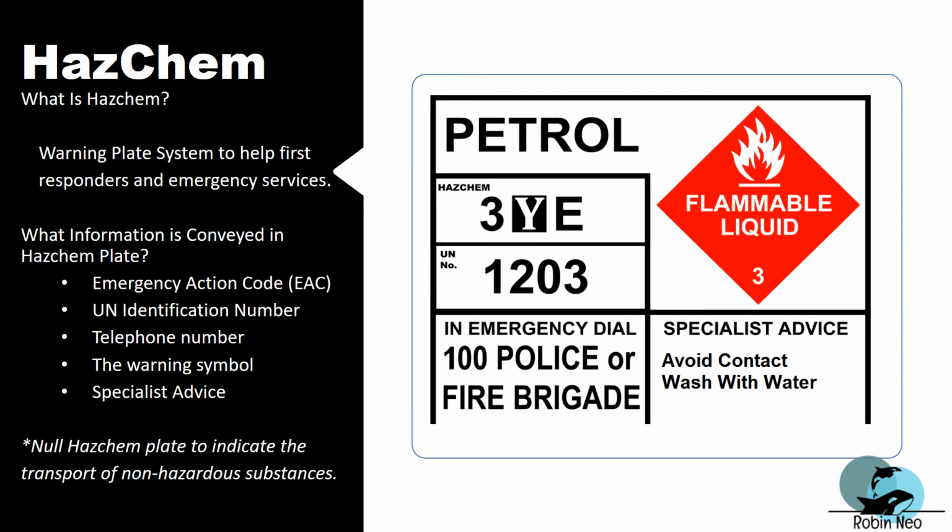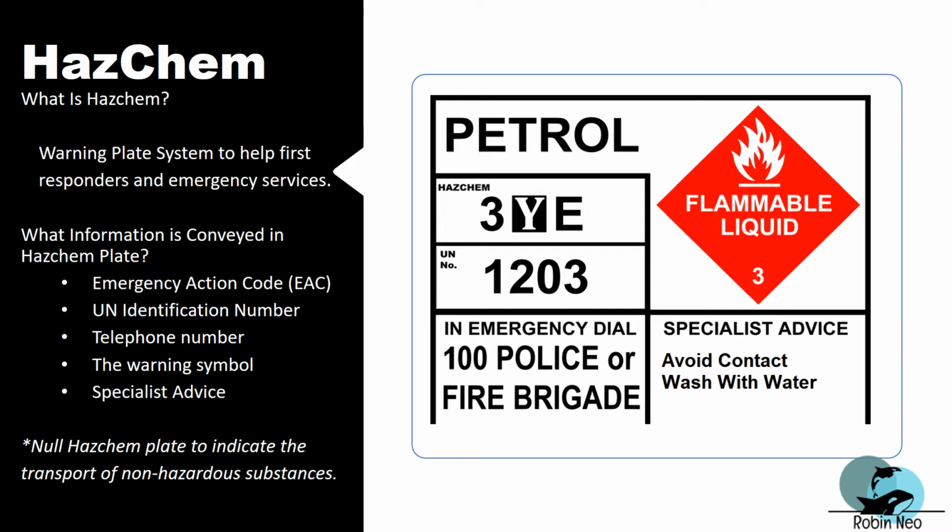What is HazChem, and what information is given in a HazChem plate? HazChem is a warning plate system used for vehicles transporting hazardous substances and on storage facilities. A sample HazChem plate, as you can see on the screen, contains the following details. The top left section of the plate gives the Emergency Action Code or EAC, telling the emergency services like the fire brigade what actions they have to take if there's an accident.